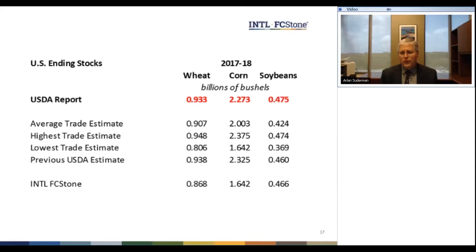Corn, 2.23 billion bushels. Obviously, that's 270 million above the trade and well above where our final estimate at 1.6 billion. Soybeans, 475 million bushels for ending stocks USDA projects, this is new crop, of course. That's about 50 million above what the trade was looking for, even though USDA raised its export target by 75 million.